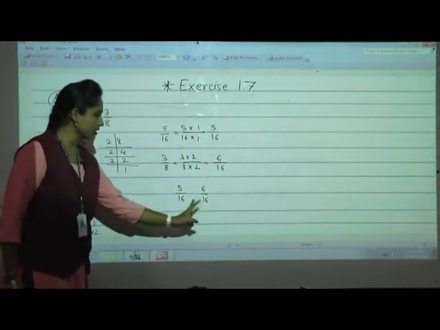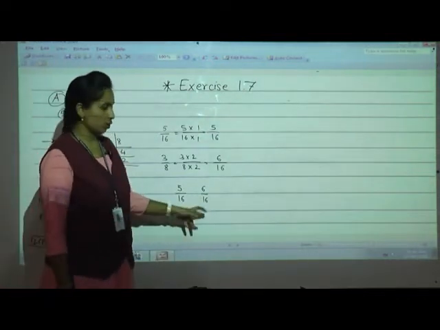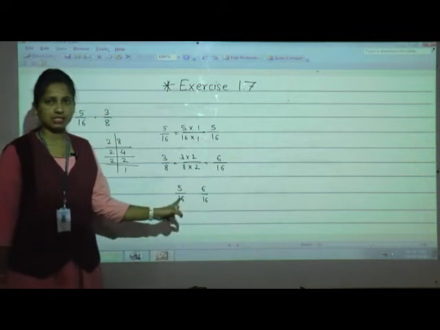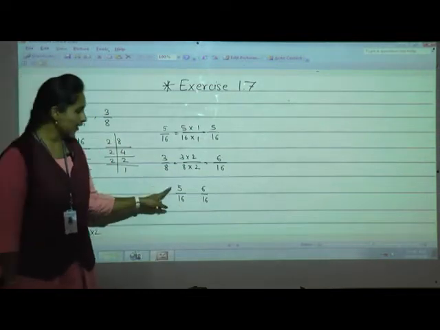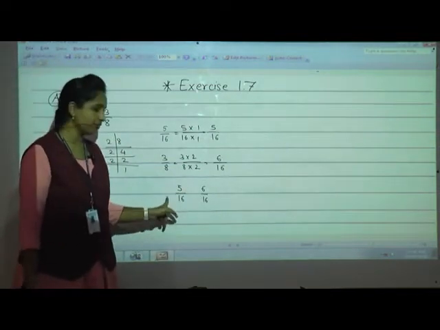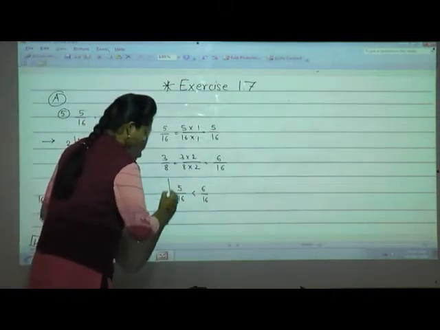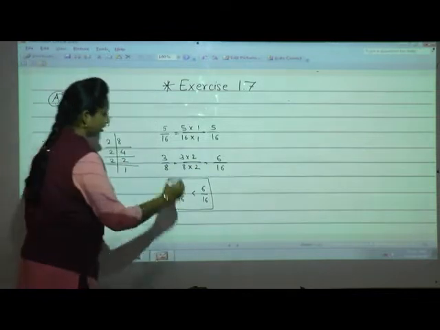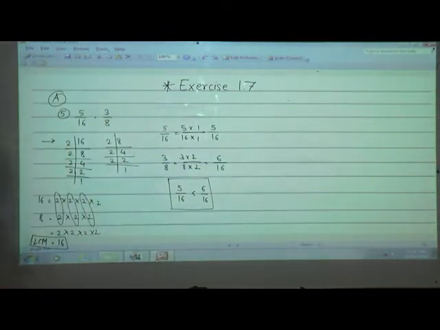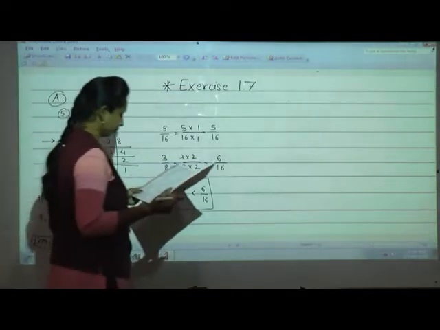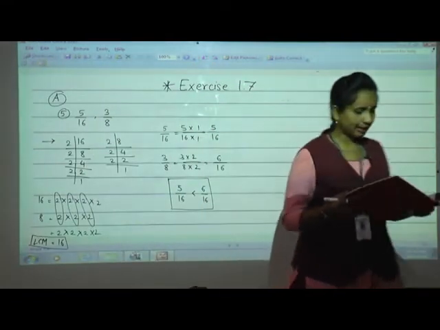Now denominators are the same, 16 and 16. So we can compare these numbers because these are like fractions. And now we see the numerators 5 and 6, which is greater? Of course 6 is greater. Understood? Clear? Yes. Now next example I'll solve. Now I'll solve the 8th one.